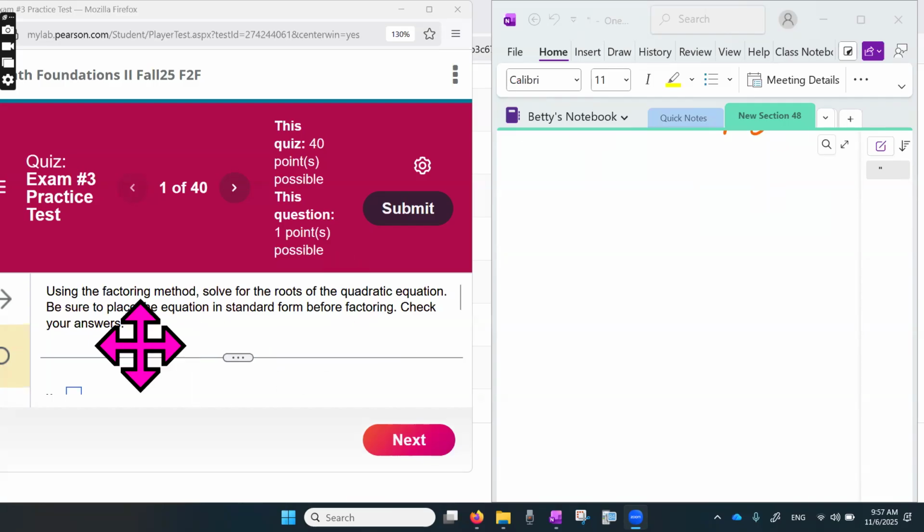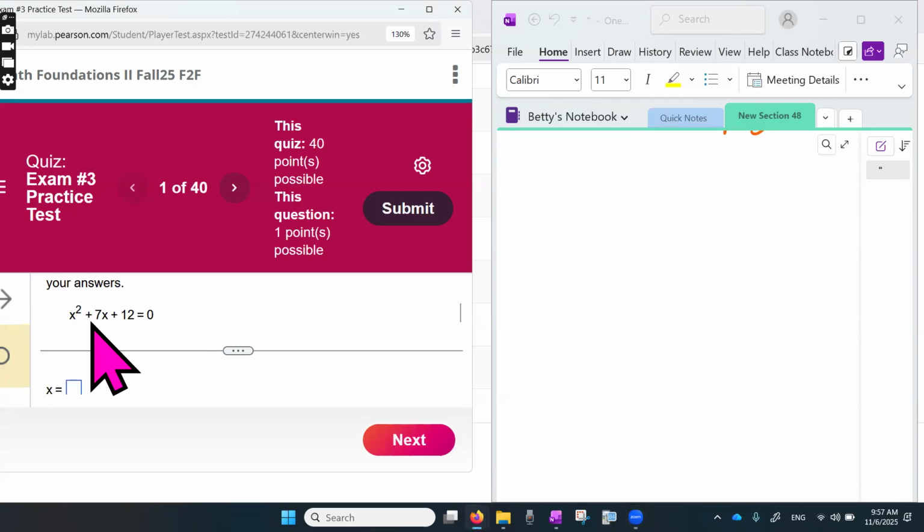First question, using the factoring method to solve for the roots of the quadratic equation. Be sure to place the equation in standard form before factoring. Check your answer. Let's look at the equation here. The equation is x squared plus 7x plus 12 equals 0.